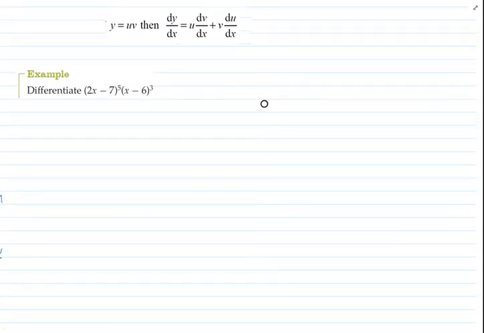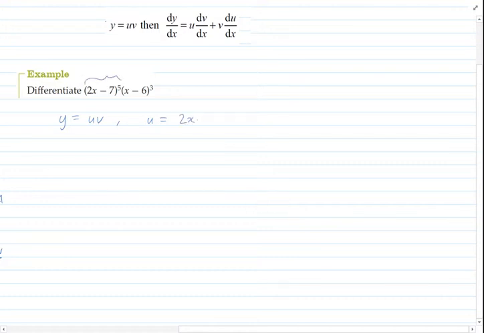We'll start by writing out this equation as y equals uv, where u equals the first part of our function, so (2x minus 7) all to the power of 5, and where v equals this next part of the function, (x minus 6) all to the power of 3. So we have to start by differentiating each of these bits, u and v. So I'm going to write out du by dx.